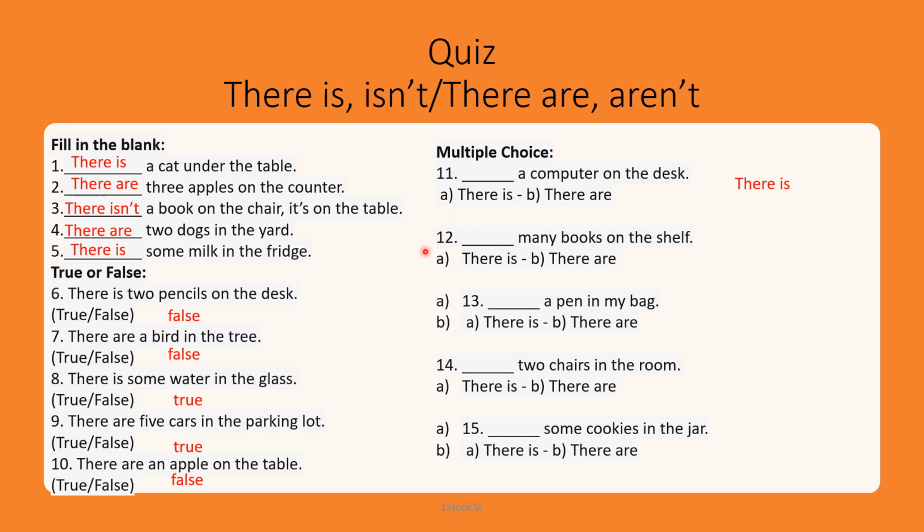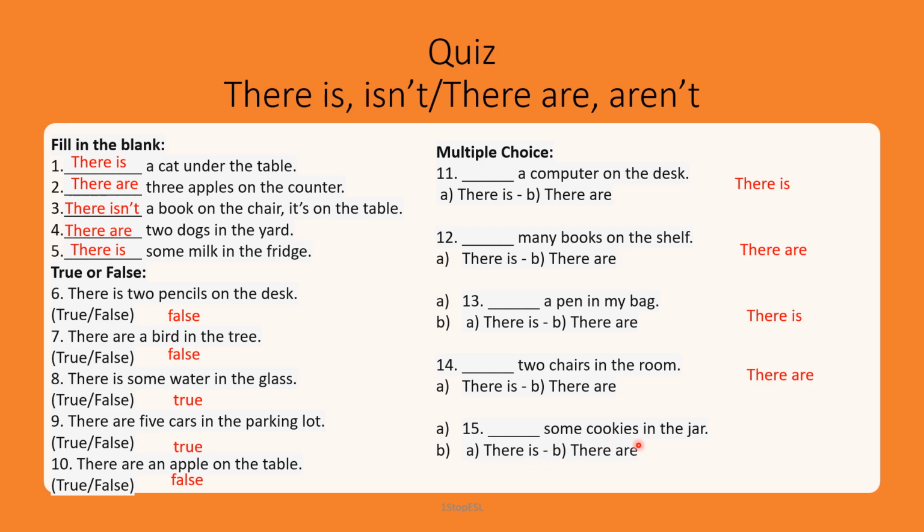Number 12. There are many books on the shelf. 13. A pen in my bag. Singular, so it's there is. Good job. Number 14. 2 chairs in the room. Yes, there are 2 chairs in the room. Well done. And number 15.